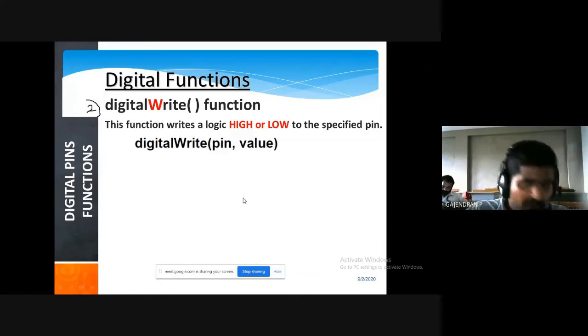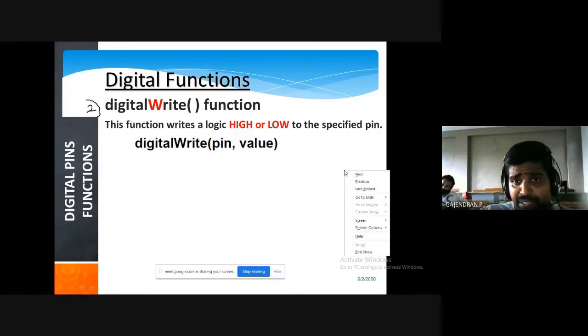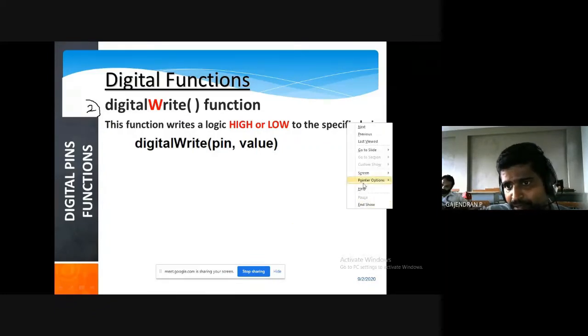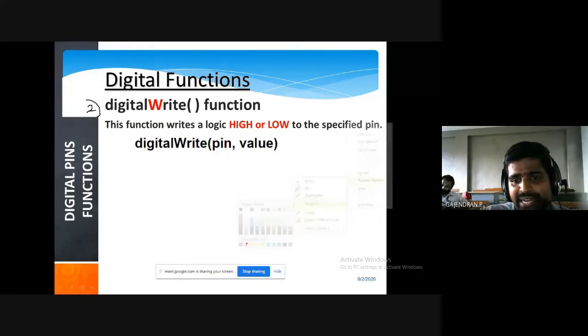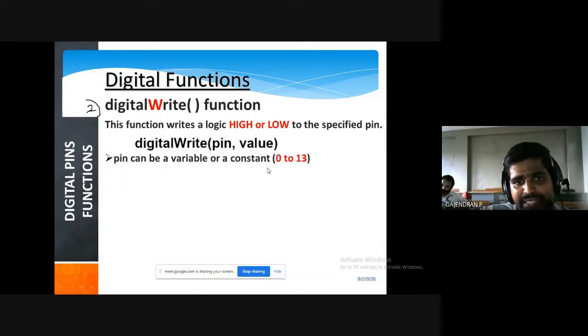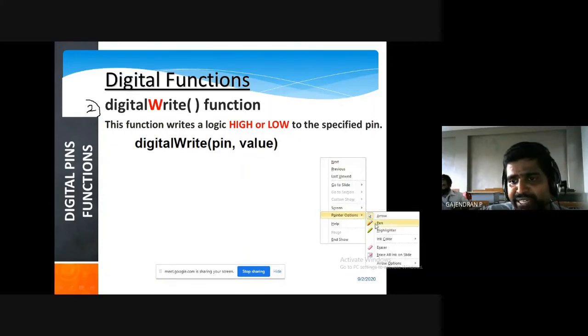Digital means how many states are available? Can anyone unmute and answer? Two states, sir. Only two states are available, either high or low, 0 or 1, true or false, isn't it? In the same way, for digitalWrite also, the digital pin number I need to use starts from 0 to 13 only.